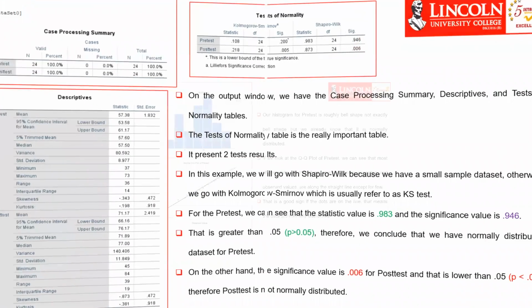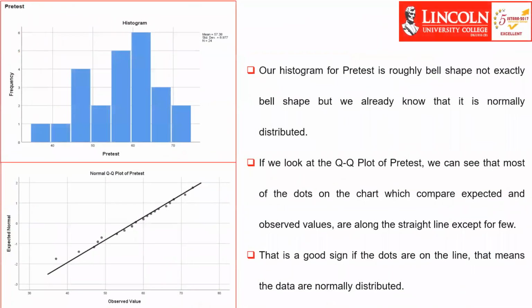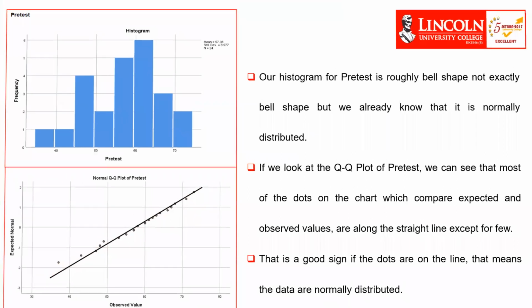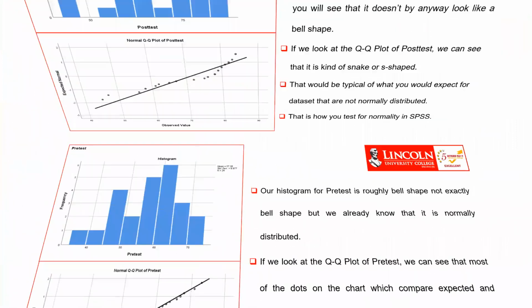Okay. Now, if we look at the QQ plot, you can see that most of the dots on the chart, which compare the expected and observed values, are along the straight line, except for a few that are not on the line. Okay, that's a good sign. If the dots are on the line, it means that the data are normally distributed. That's another way that we can get from the graph.